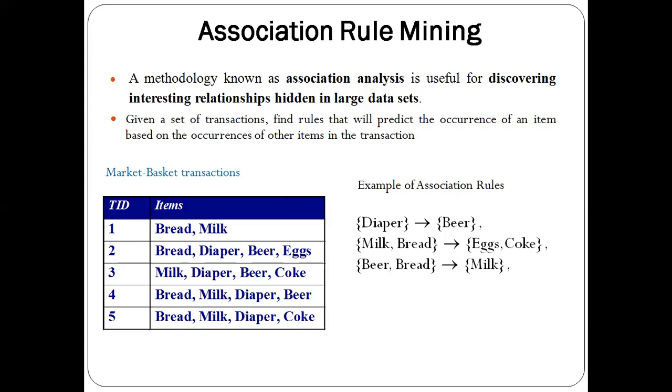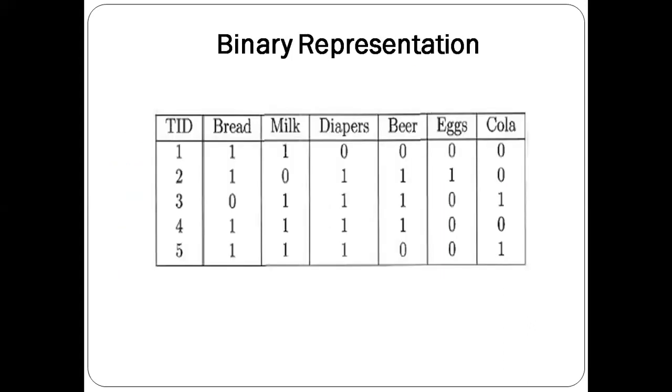So ultimately the advantage is, say, I want to cross sell the products here. That is one of the advantages if I perform association analysis. With the help of association analysis, we can improve our business by cross selling our products. Okay, so now coming to the next thing, that is the binary representation.